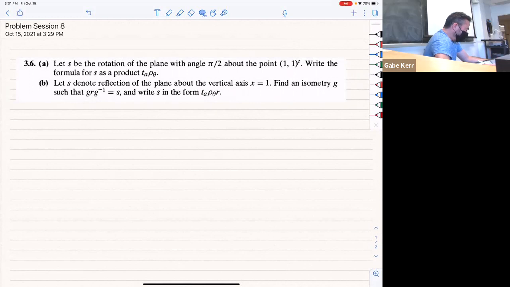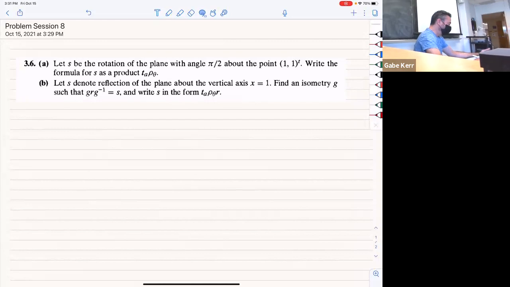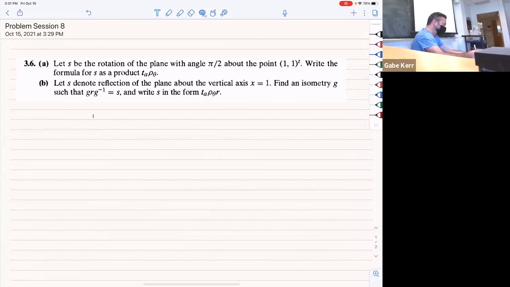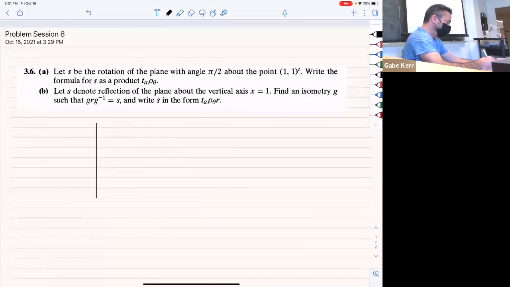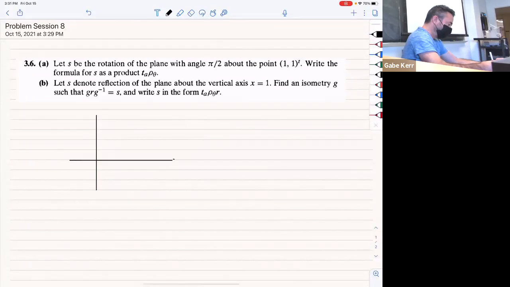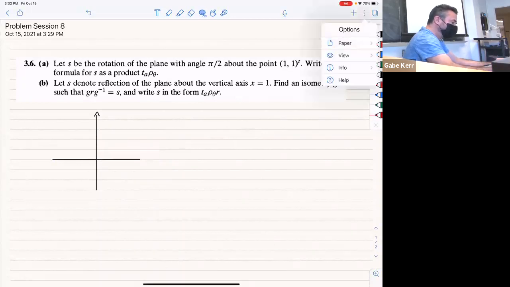All right, so let's let S be a reflection of the plane about the vertical axis x equaling 1. Find an isometry G such that G of R of G inverse equals S. Okay, good. Help myself a bit.